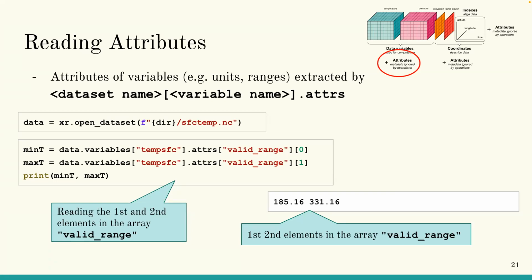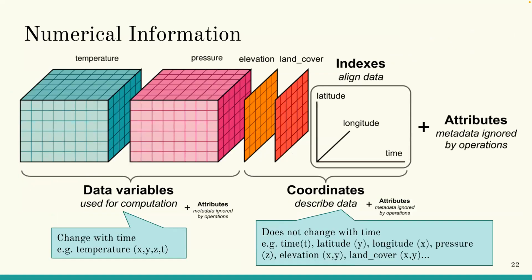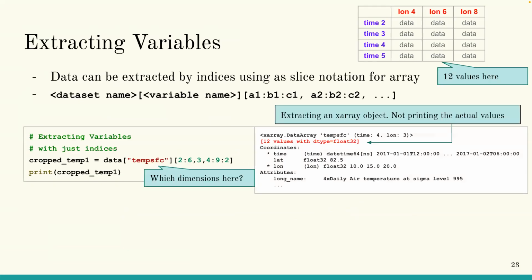Okay, so next is the numerical information. How do we extract the variable? This is the main dish of the whole lecture. How do we get the numbers for further calculation? So here is how we get the data, and then you use the variable name to refer to the variable.